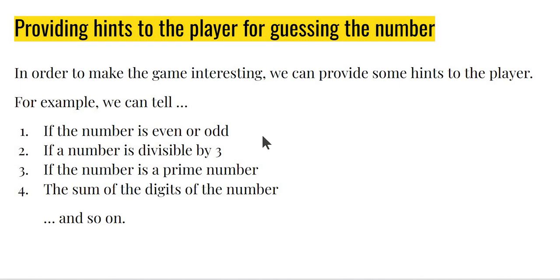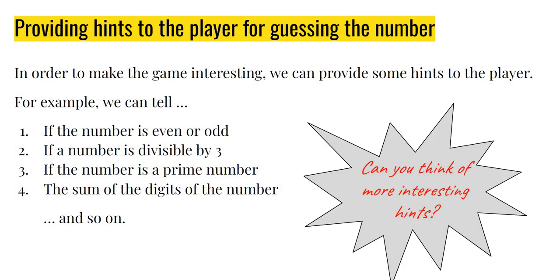For example, we can tell the player if the number is even or odd, if the number chosen is divisible by 3, if the number is a prime number, the sum of digits of the number, and in fact, so many other things. I leave it as a challenge for you to think of some more interesting hints and see if you can implement them in your projects. But I'm going to stick with these and see how we can get a structure for all this so that you can then definitely extend it.